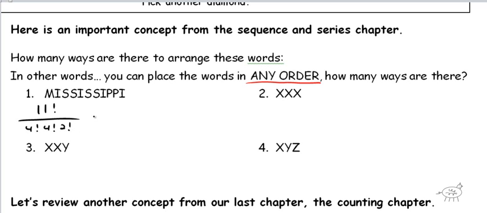Okay? And you divide that out. Remember, you've got to use those parentheses. If you don't use the parentheses, you'll divide by 4 factorial, then multiply it by 4 factorial and 2 factorial and get the wrong answer. Okay, anyway, we get 34,650.